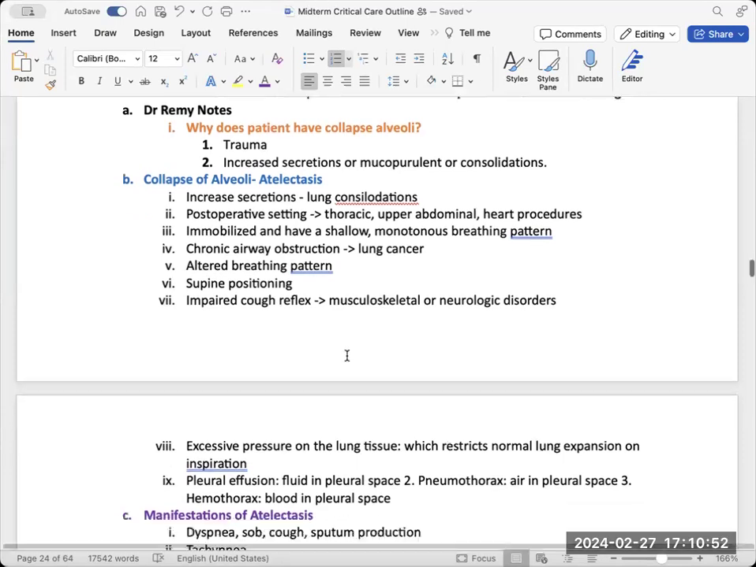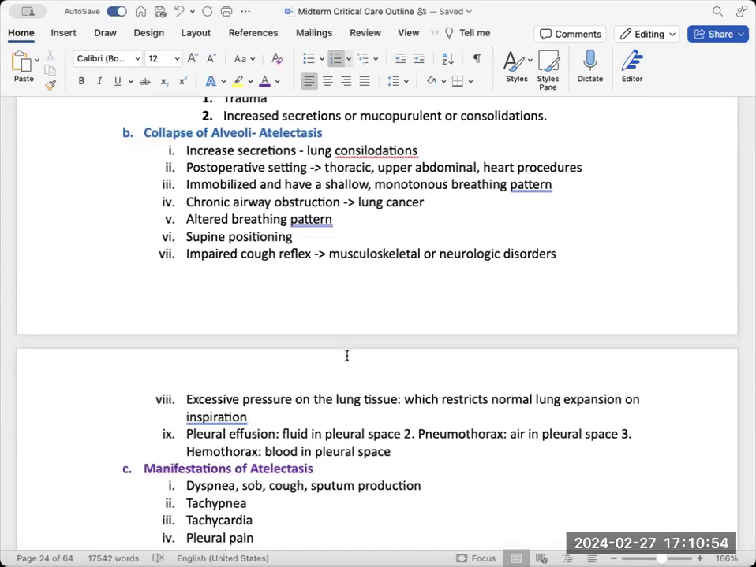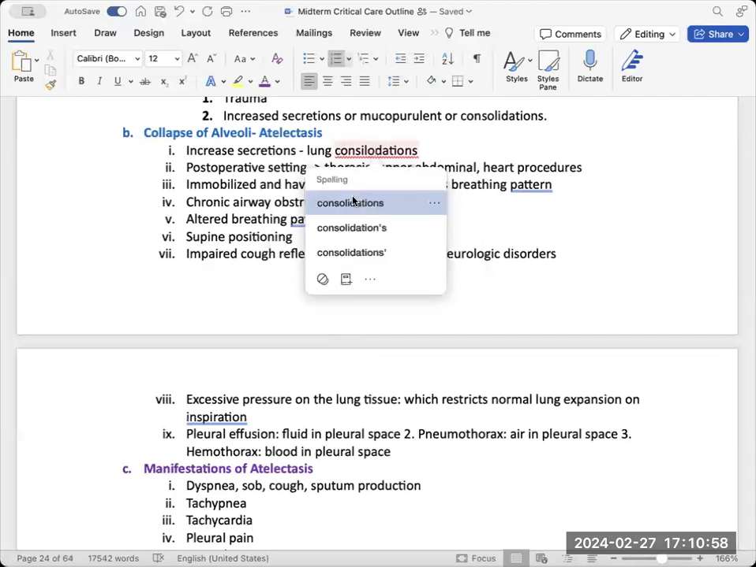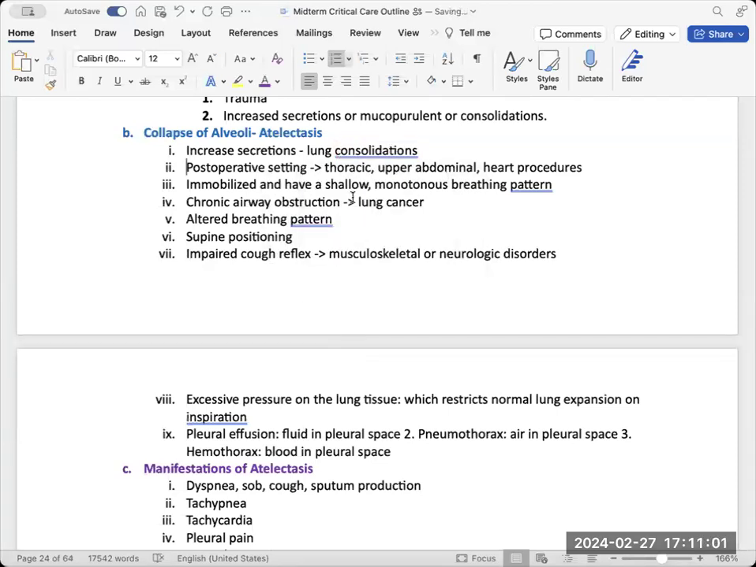So what can cause collapse of the alveoli, also called atelectasis? We said increased secretions or lung consolidation. I don't even know why that word came out like that. We can have, if it's in a post-operative setting, that can also cause collapse of the lungs, such as heart procedures, thoracic procedures, anything like that, right? Like the mediastinum, right? Let's just say they have a problem with breathing, they have an airway obstruction, they're in the supine positioning, especially post-operative a lot. No cough reflex can cause collapse of the alveoli.